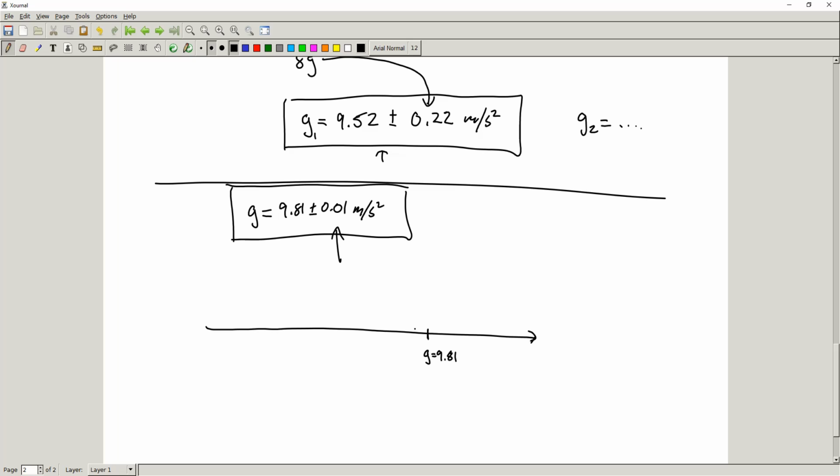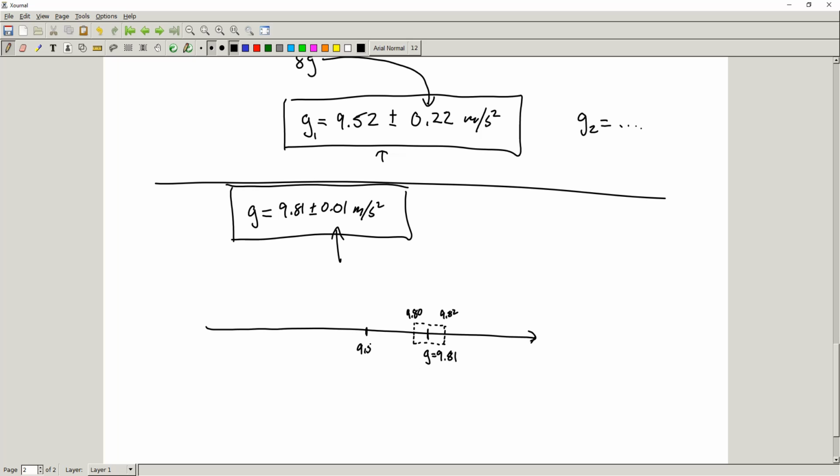So we can imagine that somewhere out here and somewhere out here will be 9.80 and 9.82, right? So our G can exist anywhere in this blurry region. We have a central value, and then we have the other values that are at the extreme edges of its allowable experimental error. Okay, then we have our G1, right? So I can put G1 in somewhere, say over here.